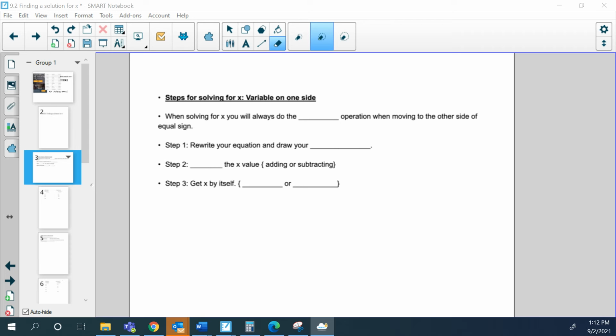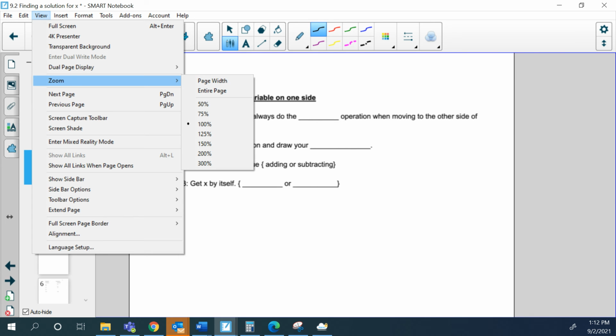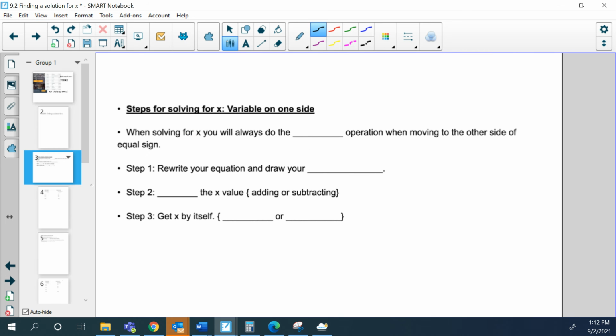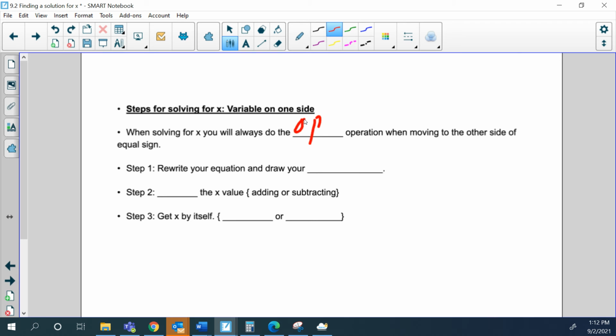All right, guys. Today's class is on solving for x, and so let's fill in these blanks real quick. When solving for x, you always do the opposite. Opposite. Let me make this a little bit bigger. View, zoom. Let's make that 125. All right. Opposite operation when moving to the other side of the equal sign.